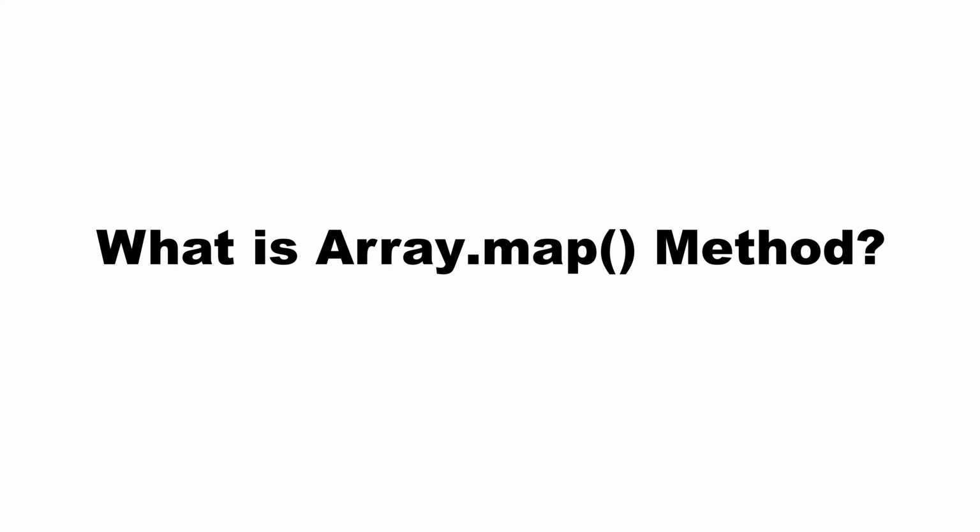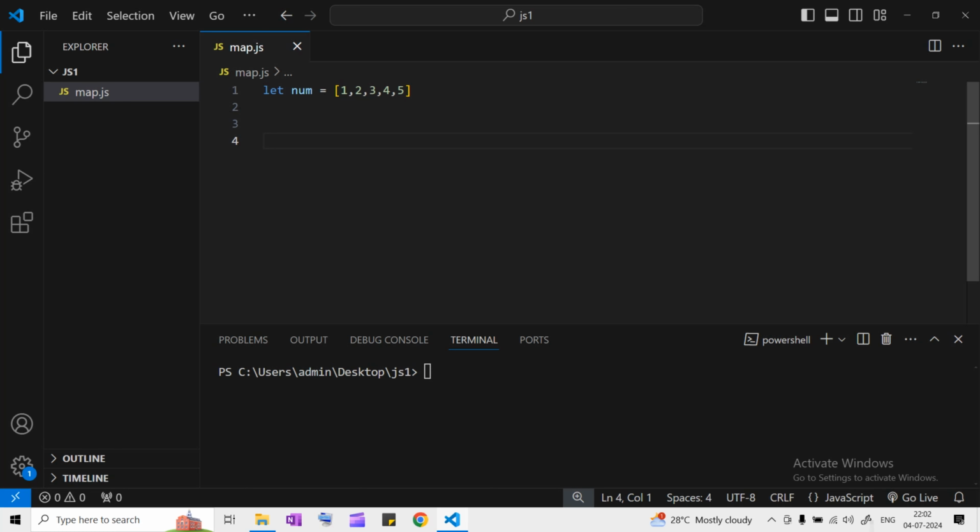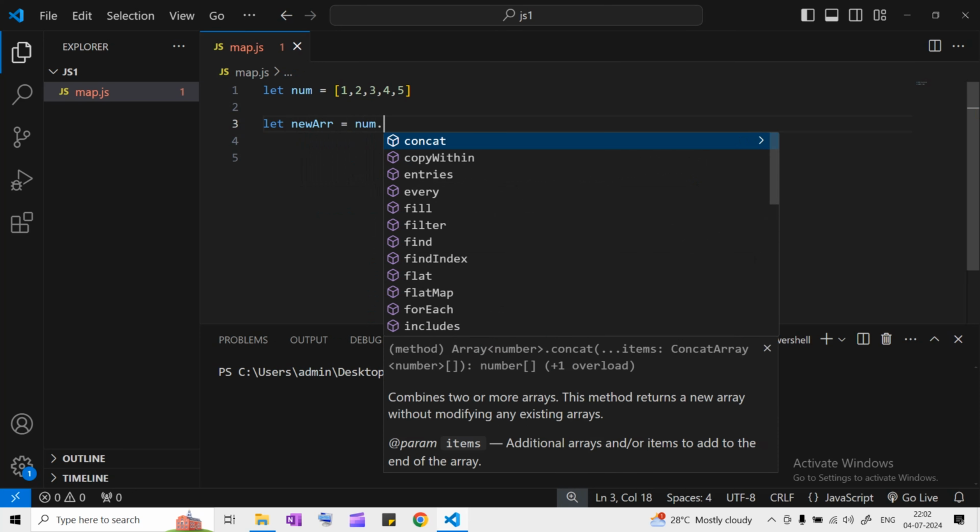What is the map method? Guys, the map method executes the given function on every element of an array and returns a new array. Let me explain what I said. Here we have a nums array which contains 5 elements. Let me take a new variable. I'm going to type newArray, and let's write here nums.map.